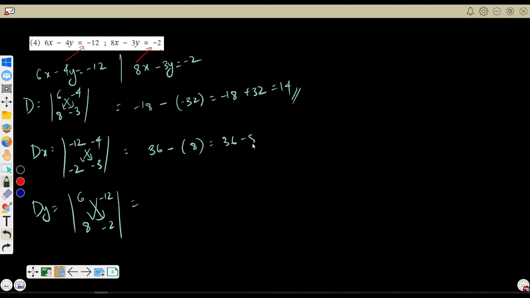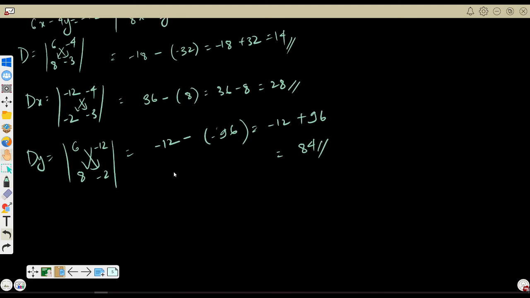So this is 36 minus 8, which will give me the value as 28. The value will be 28. Solving the next determinant, 6 into minus 2 is minus 12, minus 12 into 8, this will be 96. The value will be minus 96. So if you simplify this, minus 12 minus minus plus 96. So the value will be 84. I hope this is clear to you.